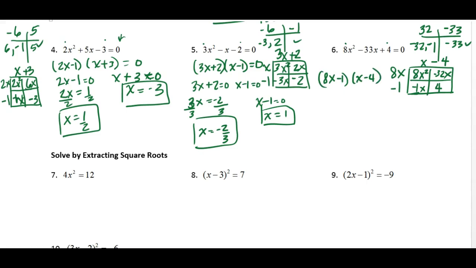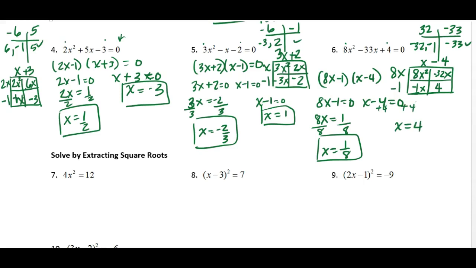All right, set each factor equal to 0. Solve it. So I have 8x equals 1. Divide both sides by 8, and x equals 1 over 8. And add 4 to both sides for the second one, so x equals a positive 4. All right, so there's my two solutions. This is doing factoring. Now the second method for solving quadratics is by extracting square roots.